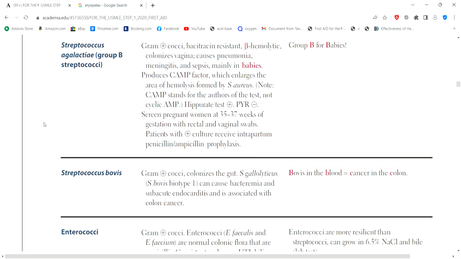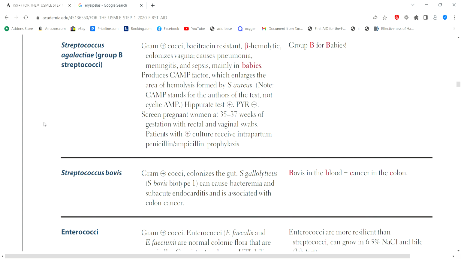Okay, this is group B strep. It is a gram-positive cocci. It is bacitracin resistant. It is beta hemolytic. Beta hemolytic means that it lyses RBCs. Okay, now Streptococcus agalactiae is something.